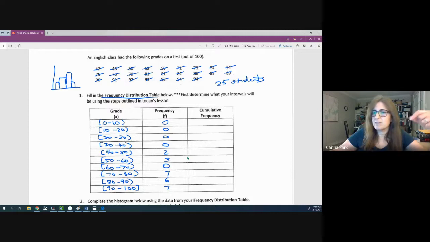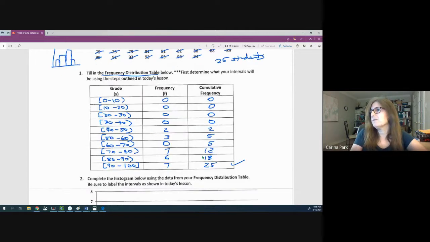Cumulative frequency means add to the total as you go. So start with 0, add another 0, I'm still 0. Add another 0, still 0. Add another 0, 0. Now add a 2, the running total is now 2. Add a 3, now I'm at 5. Add a 0, I'm still at 5. Add a 7, I'm at 12. Add a 6, I'm at 18. Add that last 7, 25. So I know I've covered everyone. Okay, I've taken care of all the marks.